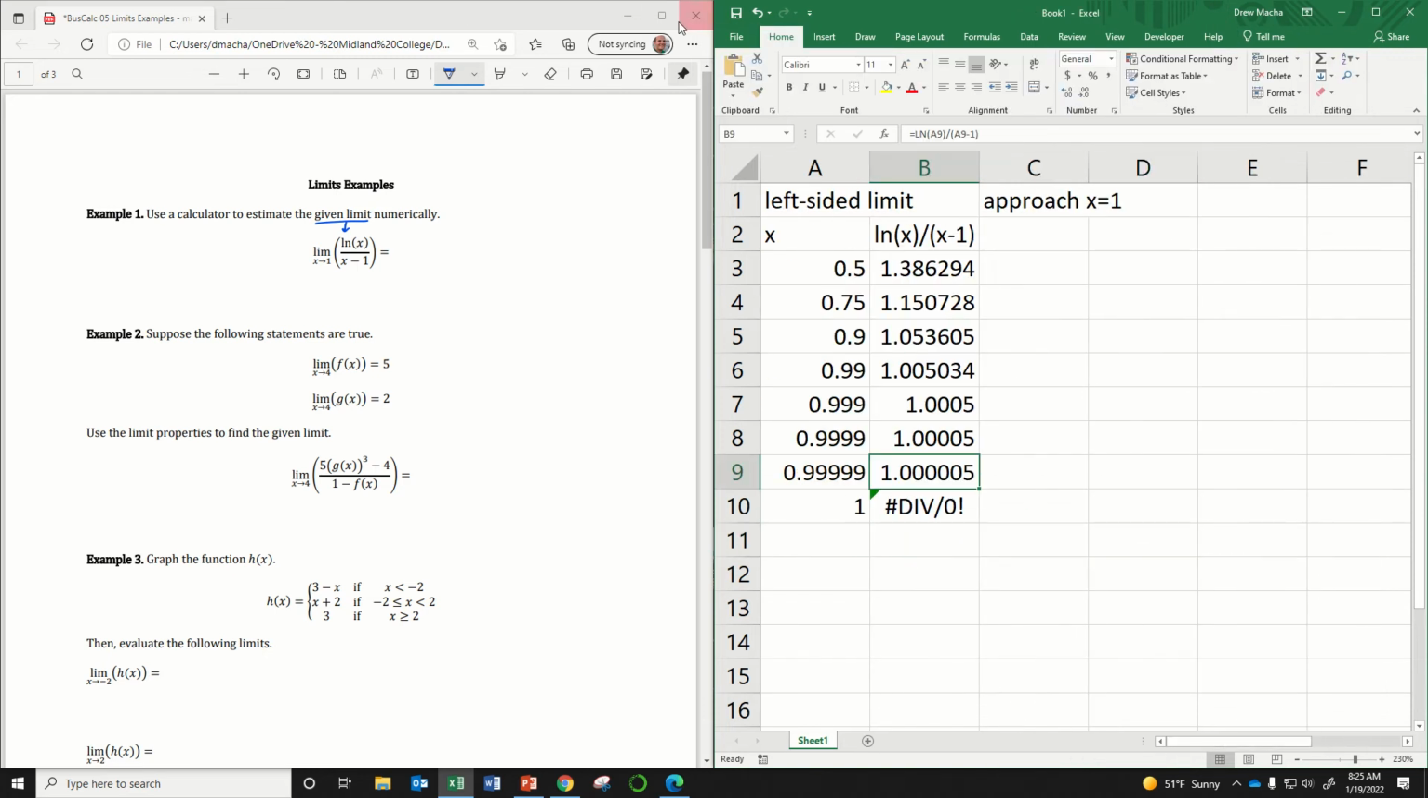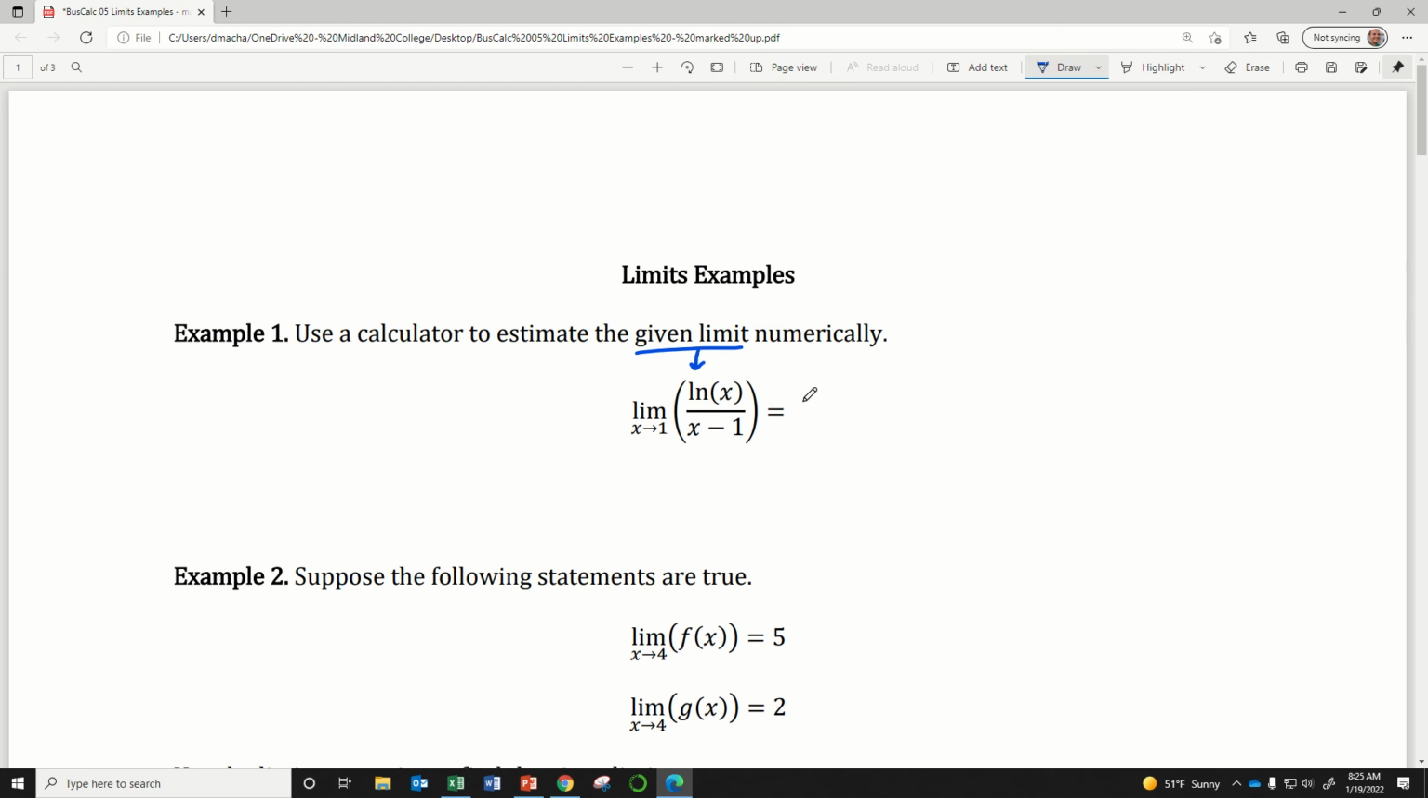Okay, but this is mostly what we were asked to do here. For example 1, use a calculator to estimate the given limit numerically. What you would do if you had a calculator in your hand is plug in values for x, starting from the left of x and getting closer and closer to 1. And actually, one thing that I've neglected so far, but it's pretty easy to show: I just showed you the left-sided limit, but we can also do the right-sided limit just to verify that this two-sided limit really exists.